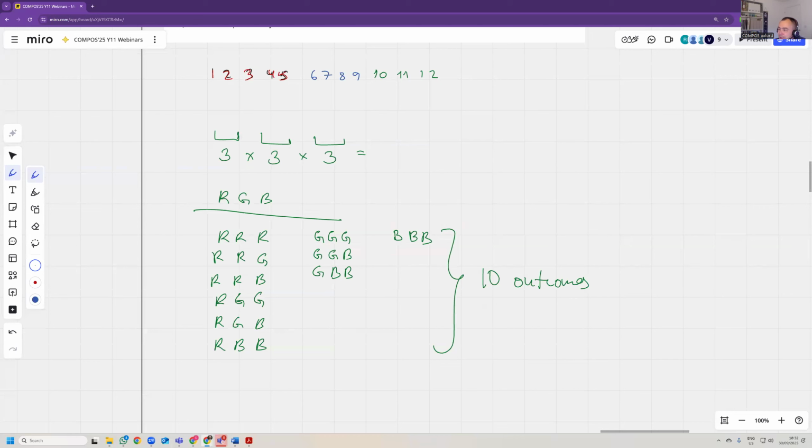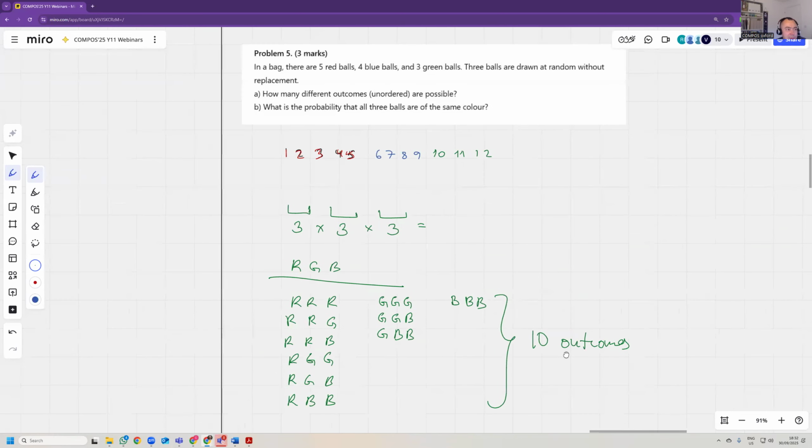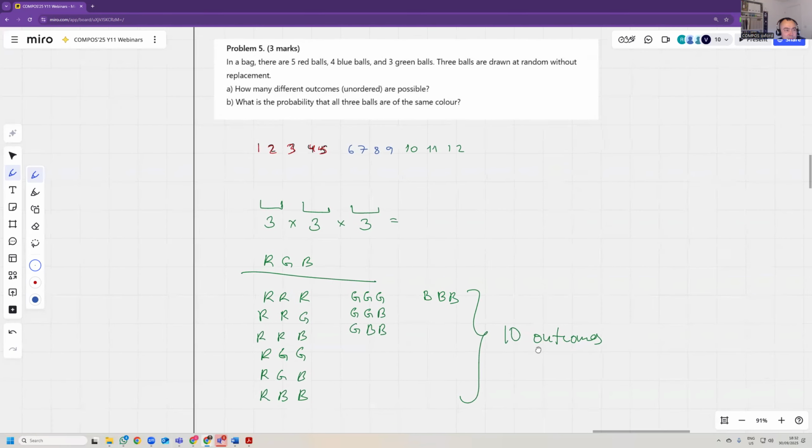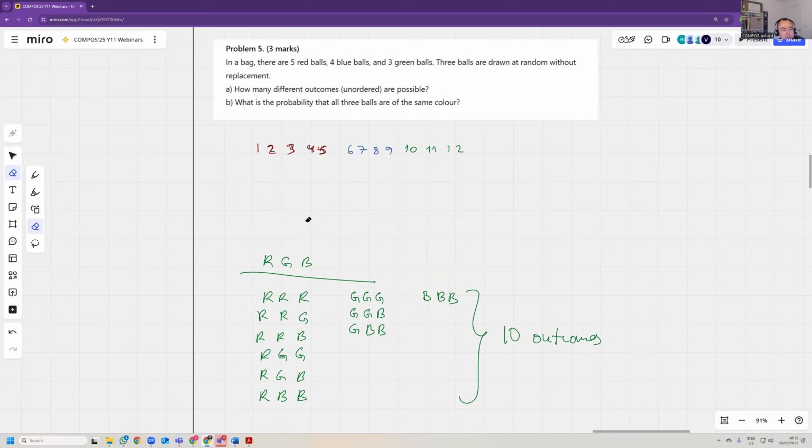Can't you do question 5 using the permutation or combination formula? You could, but because the numbers are quite small, I just prefer to do this.